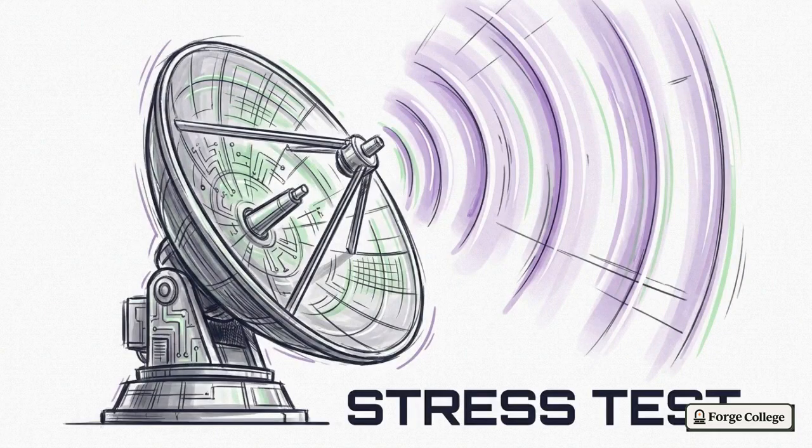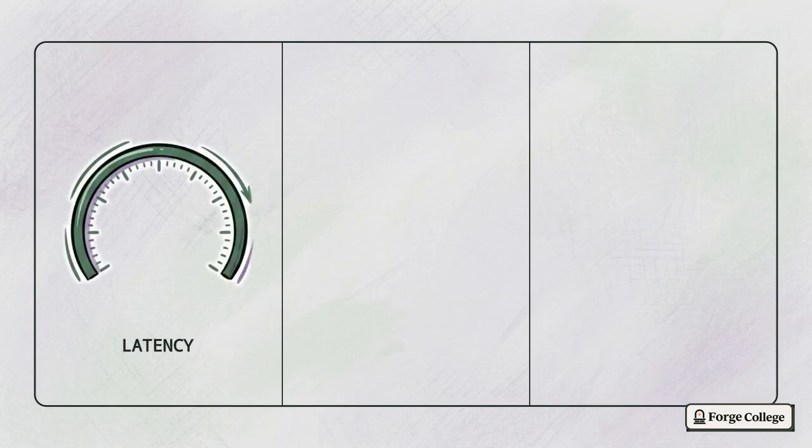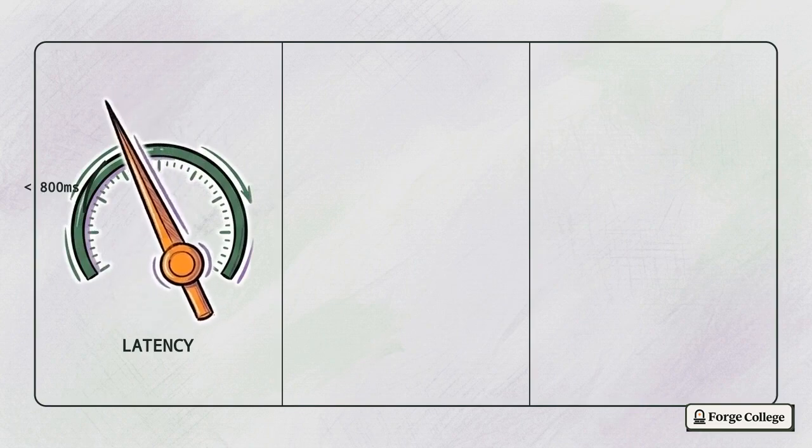Now that the truck is open, we run a telemetry demo. This is a simulated rush hour where we hit the integrated app with heavy traffic to measure exactly how it performs under pressure. Let's check the core metrics on this performance dashboard. The first gauge is latency. This measures exactly how fast a user gets a confirmed response after they click a button. For a smooth experience, our target is to keep latency firmly under 800 milliseconds.